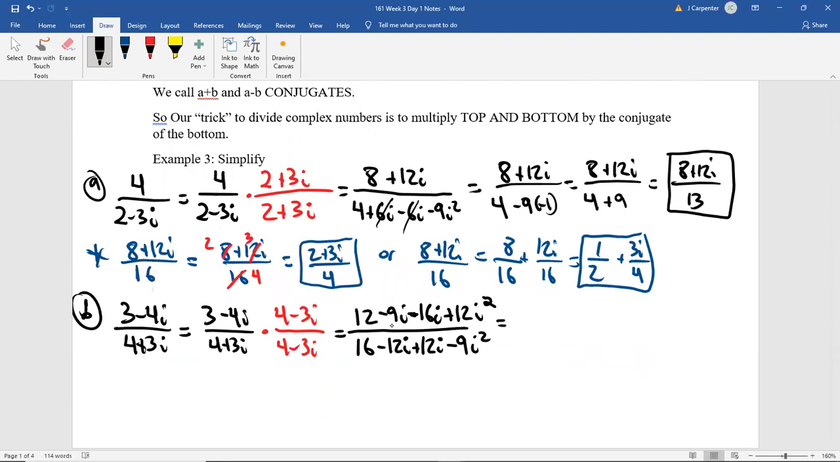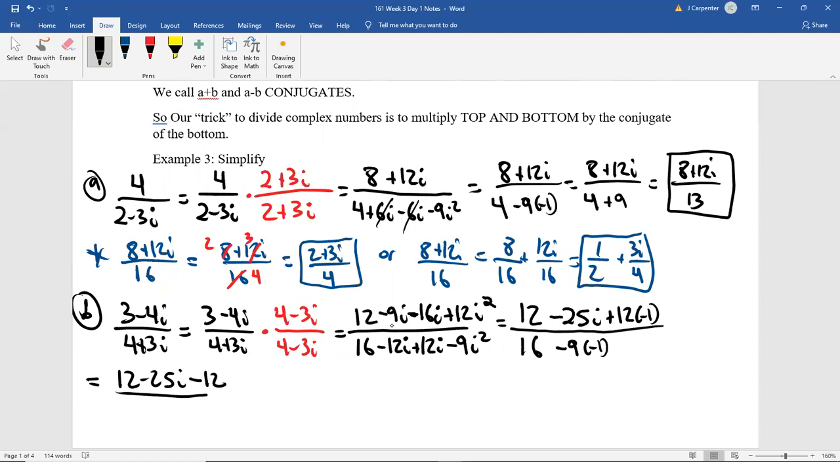Let's go ahead and combine our like terms as well as switch the i squared to negative 1. So this is 12 minus 25i, that's negative 9 minus 16. That will be a plus 12 times negative 1 because i squared is negative 1. Over 16, the outer and the inner cancel, and that's by design. Then a minus 9 times negative 1. That's 12 minus 25i minus 12 over 16 plus 9.